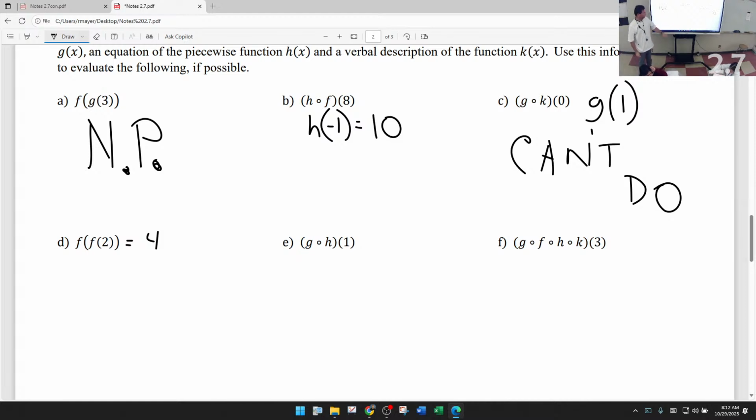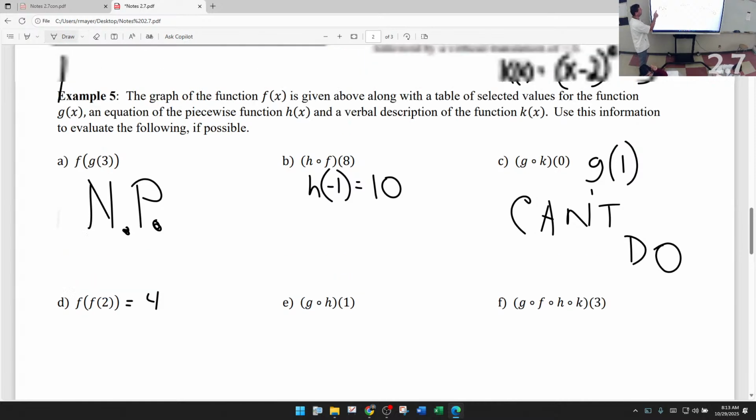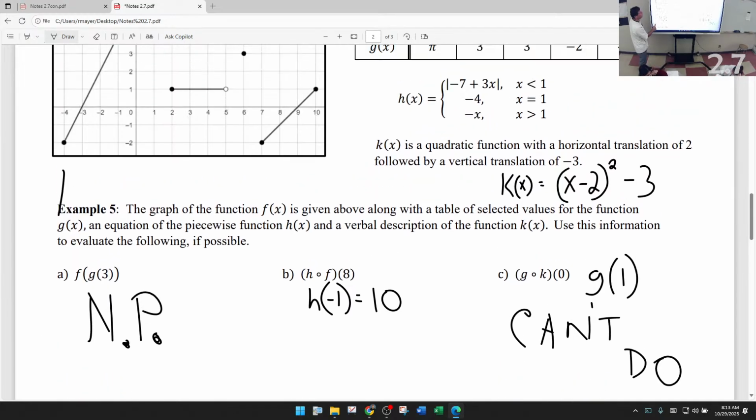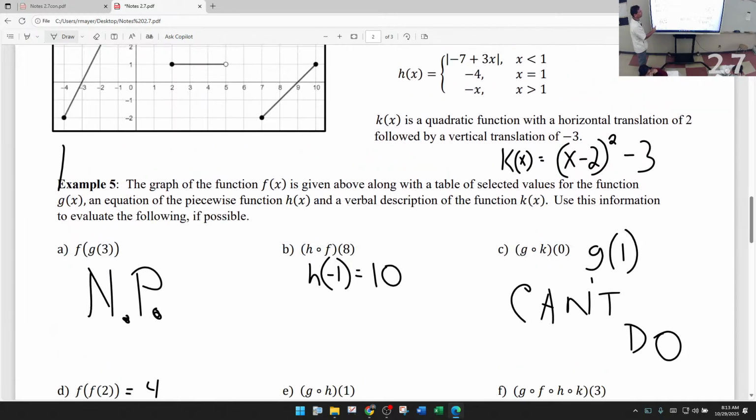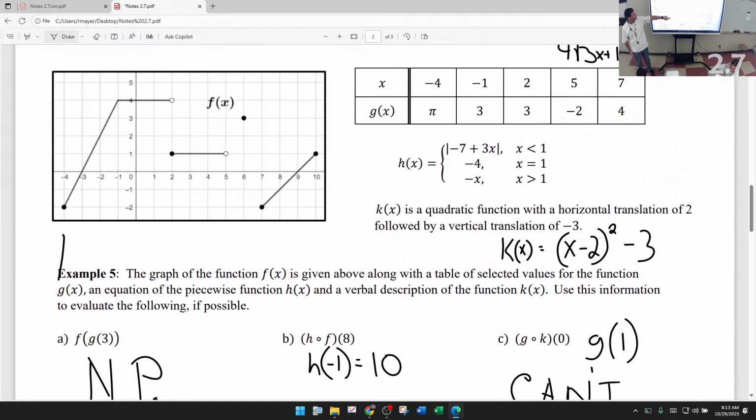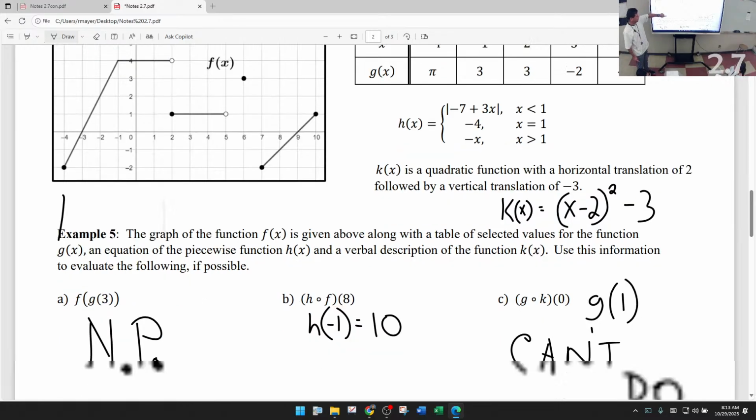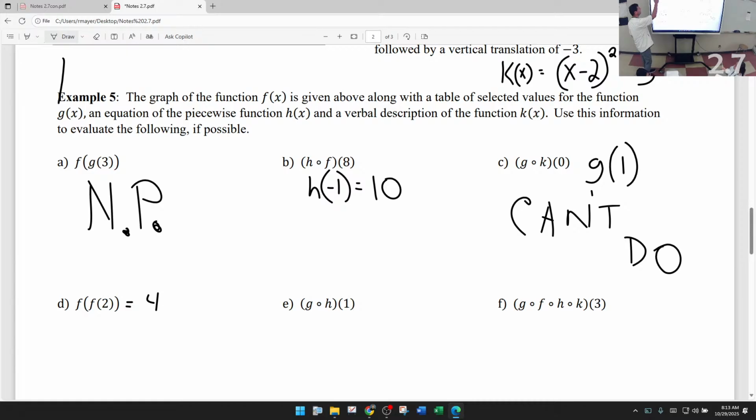g of h of 1. h of 1 is -4. So now I have to do g of -4. I can do that one. Pi. Oh, what?